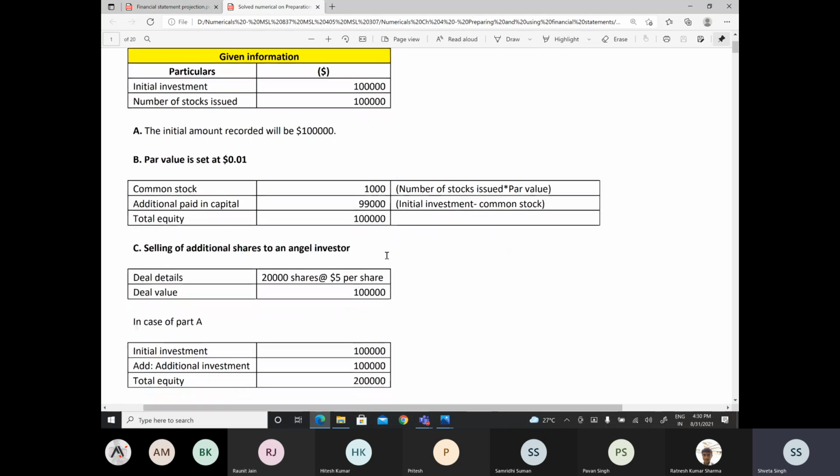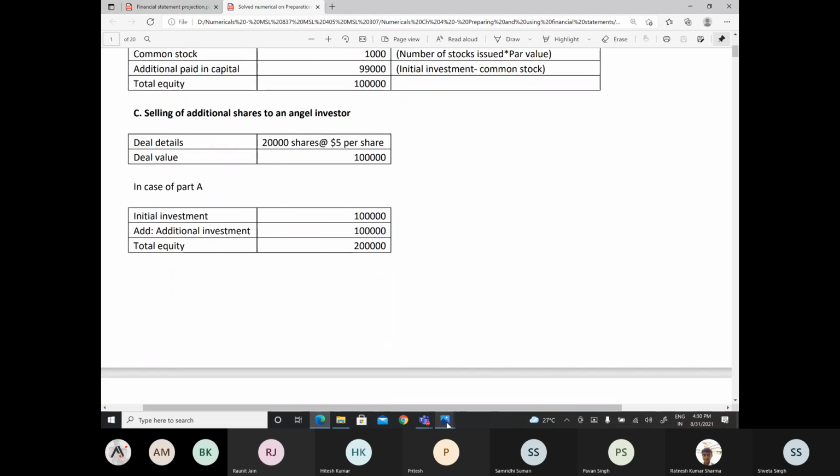Okay, then let us look at part C, what it is asking.